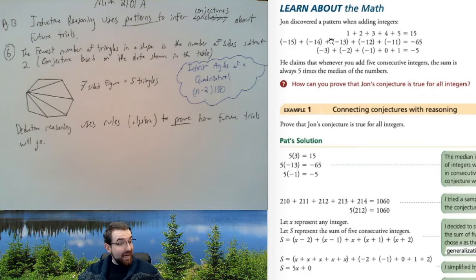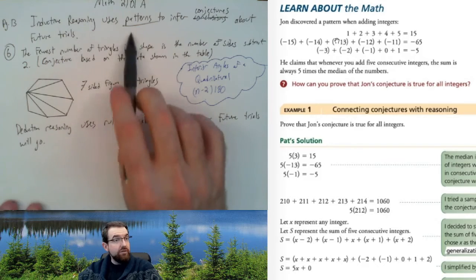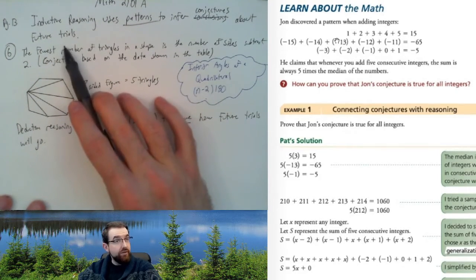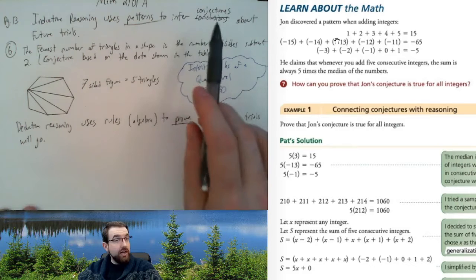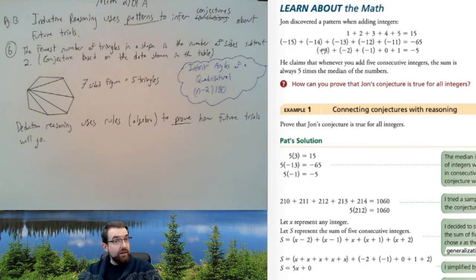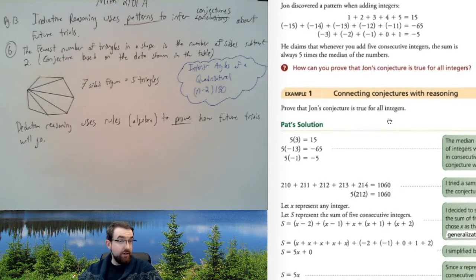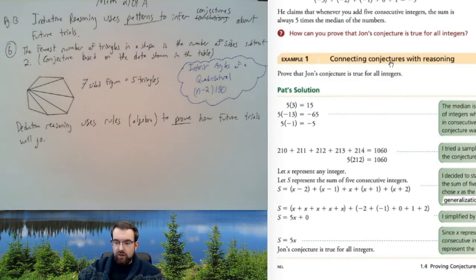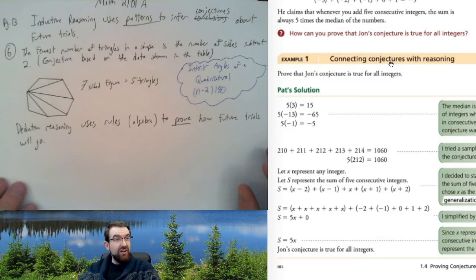Based on this pattern that he had, like I said, inductive reasoning uses patterns to infer conjectures about future trials. He made the conjecture based on these 3 patterns that any future time he did that, the result of adding them all together is going to be 5 times the middle number. Now, down below here, we want to prove that John's conjecture is true for all integers. This part here is the deductive reasoning.